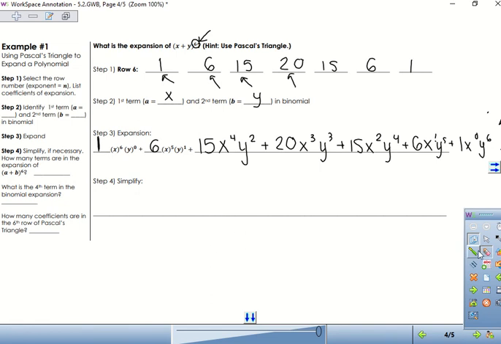Another important thing to note about this, what do your exponents always add up to? 6. For each term, they're always going to add up to 6, the original exponent. Okay? So now from here, you guys are going to write it as an expanded polynomial.